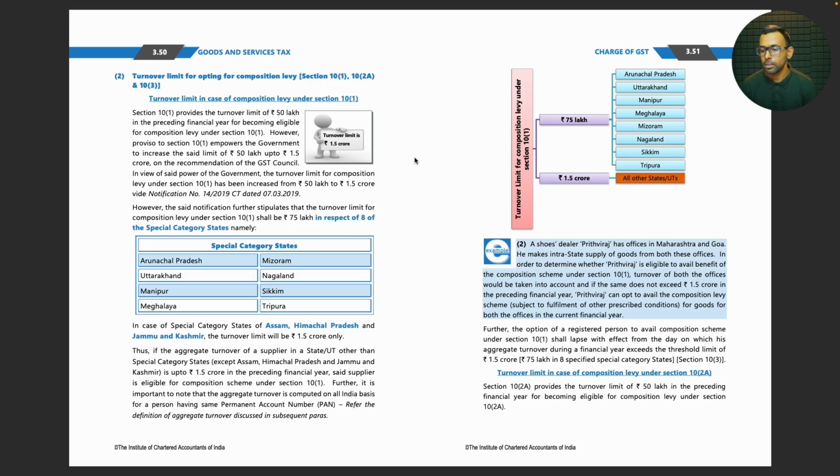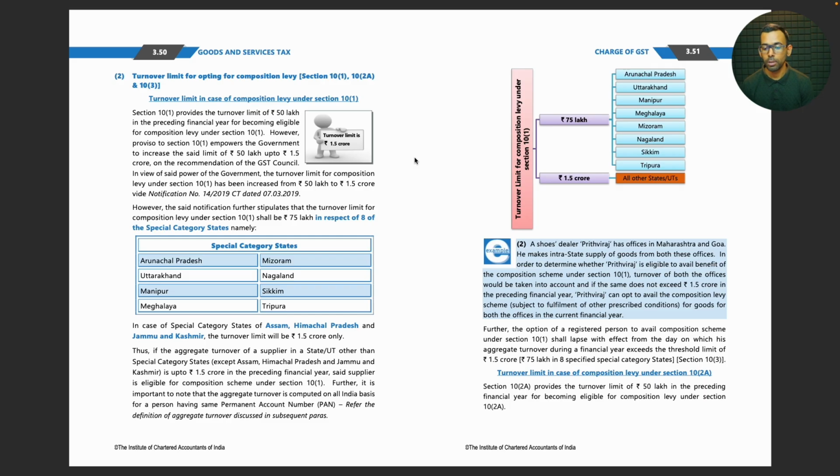He makes interstate supply of goods from both these offices. In order to determine whether Prithviraj is eligible to avail benefit of composition scheme under section 10, turnover of both the offices would be considered. And if the same does not exceed 1.5 crores in the preceding financial year, Prithviraj can opt to avail composition levy for goods for both the offices in the current financial year.